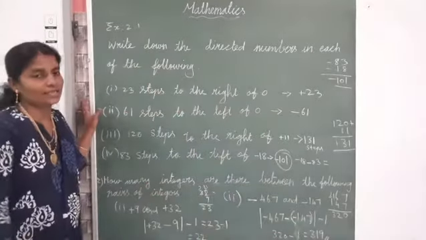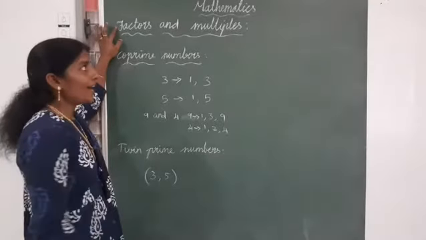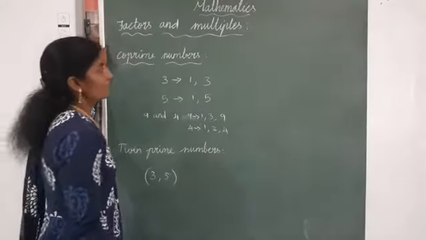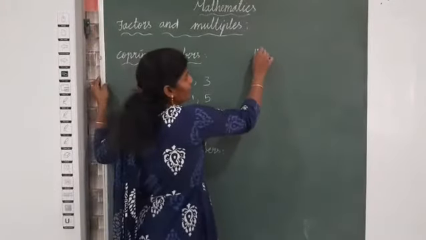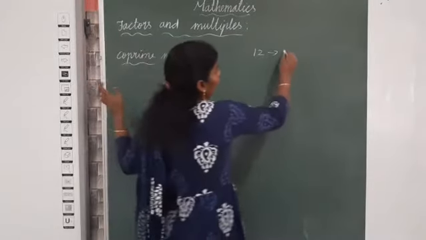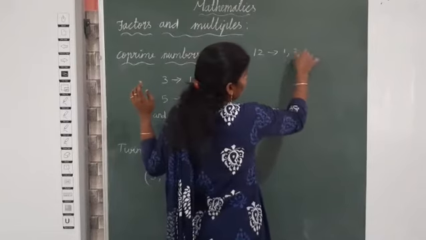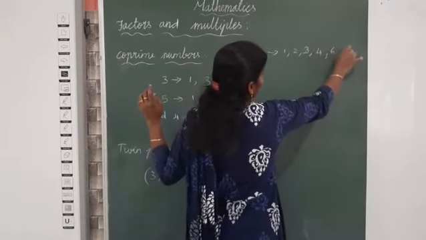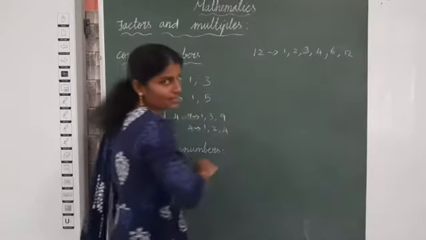Integers. Okay. Now here: factors and multiples. What is a factor? Factors of 12 are 1, 2, 3, 4, 6 and 12. These are the factors, isn't it?